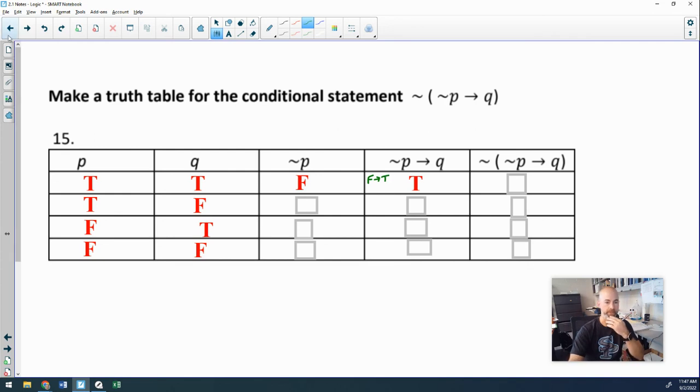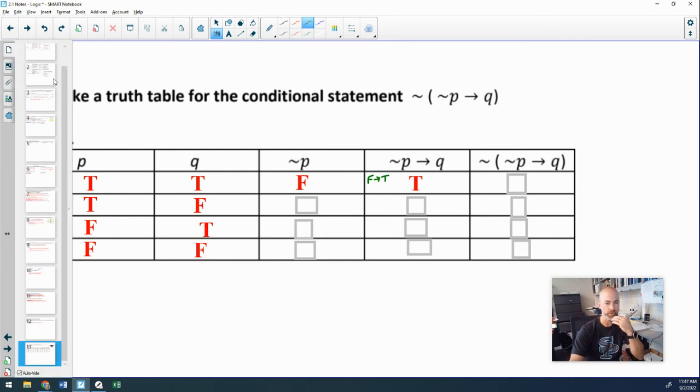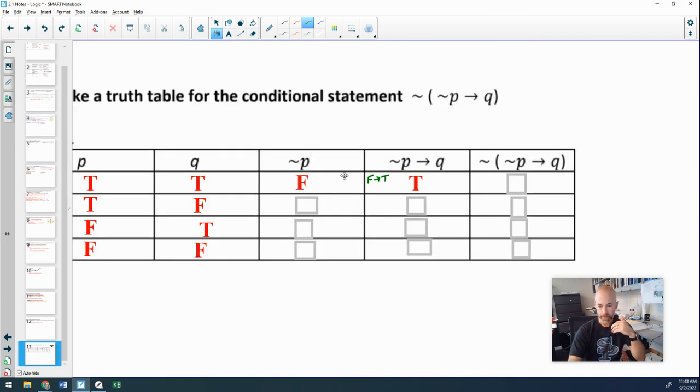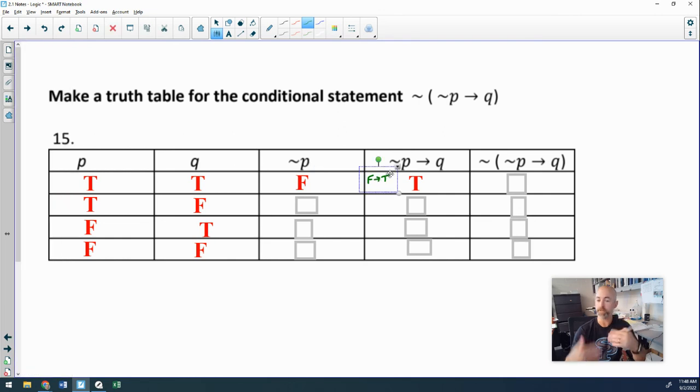This is kind of confusing, so I'm going to go back to the original truth table. The only way P leads to Q is false is if we have a true followed by a false. That's what leads to an overall conclusion of false. So here, not P was false, and it goes to Q, which is true. False to true is not what we're looking for; we're looking for true to false. That's the only one that leads to false.